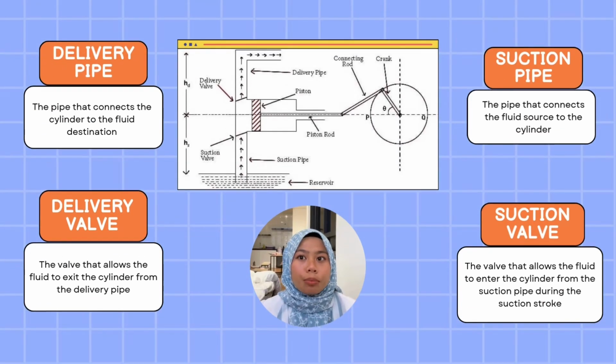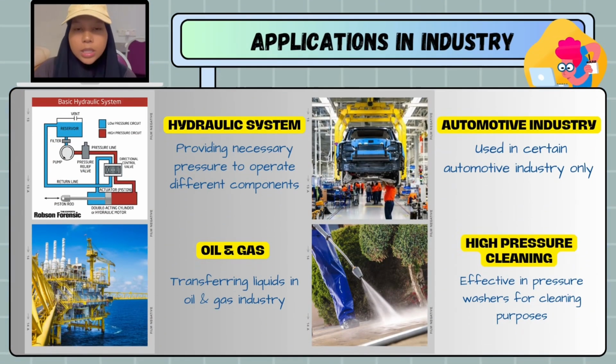Moving on to the next component, which is a delivery pipe. What is delivery pipe? Delivery pipe is a pipe that connects the cylinder to the fluid destination. And the delivery valve is a valve that allows the fluid to exit the cylinder into the delivery pipe. Suction pipe is a pipe that connects the fluid source to the cylinder. And lastly, the suction valve is a valve that allows the fluid to enter the cylinder from the suction pipe during the suction stroke.